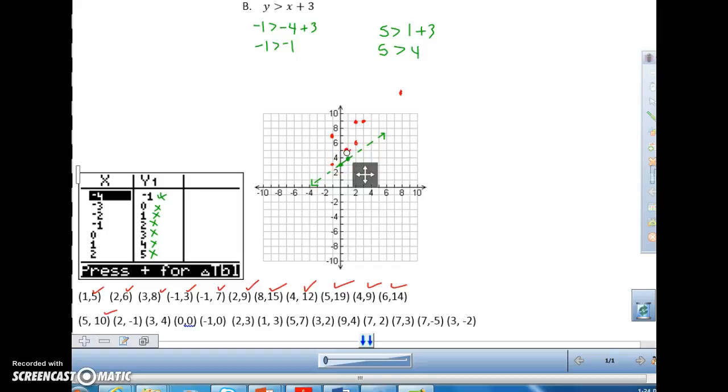And so you'll notice that when I went to plot all the points that did work, they are above again. So again, we're going to graph to show all the points that will make this inequality true are all the points that are above the line. Every point in this region would make the inequality true.